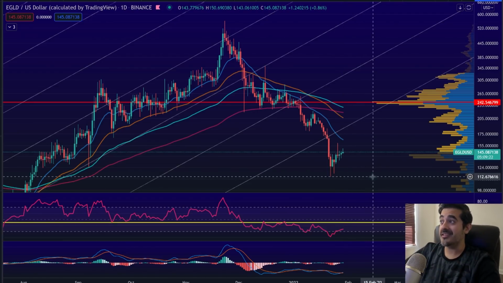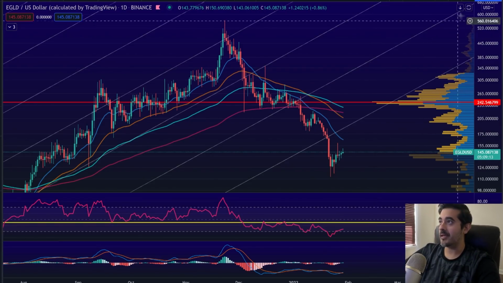Now, what's interesting about this, because it's following Bitcoin, I don't think it's even nearly priced in what's actually going on with the network. So we have to take a look at what's happening with the Elrond network.